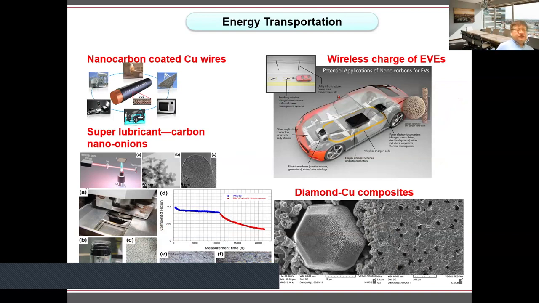We have also been doing diamond-copper composite materials to deal with thermal issues, because many systems associated with energy have high temperature. To deal with high temperature applications, you need a material with tunable thermal conductivity and tunable expansion coefficient, making it thermally conductive and mechanically stable.